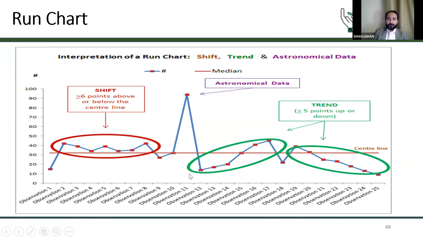So all this data is showing that there is some variation. If a trend is happening, it means there's a variation. If a shift is happening, it means there's a variation. Astronomical means there's a very big problem. So by this chart we can see that this is very easy. When you just attend a meeting and you see the data, you can analyze, yes, there is some problem going on, there's a variation in our process.